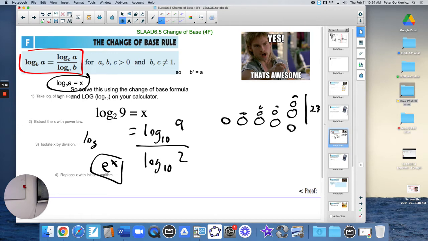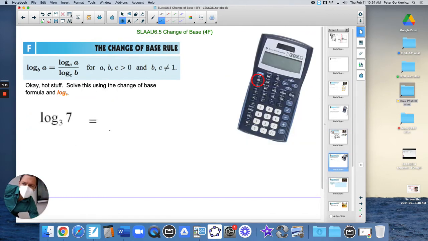So you always put the bigger number on top. Or rather, the number that's the base goes on the bottom and the result goes on top. Cool. You try this one. Throw that in your calculator.